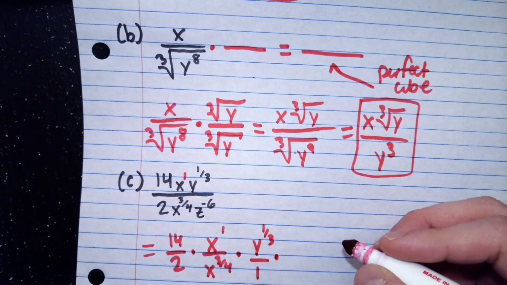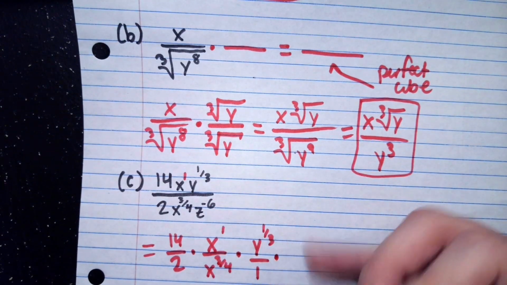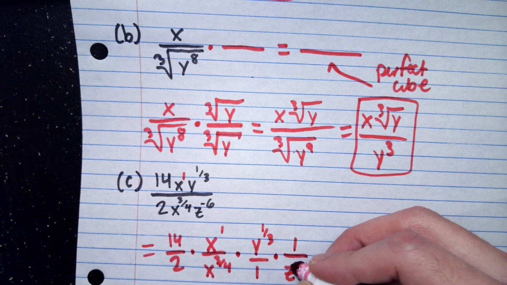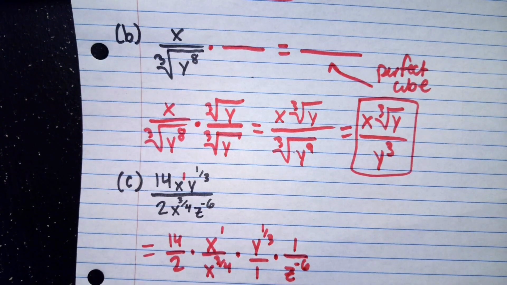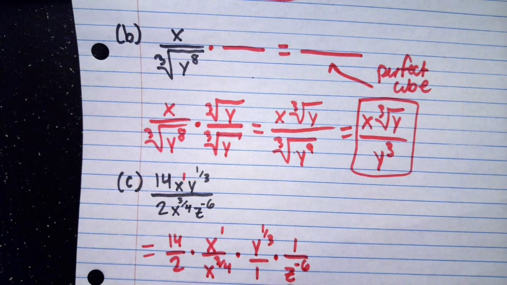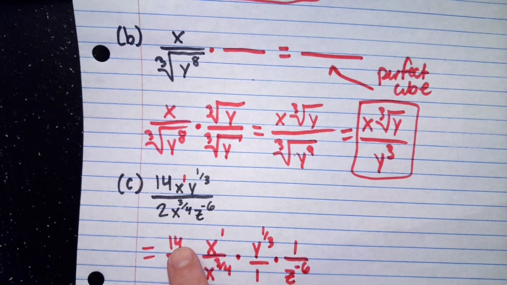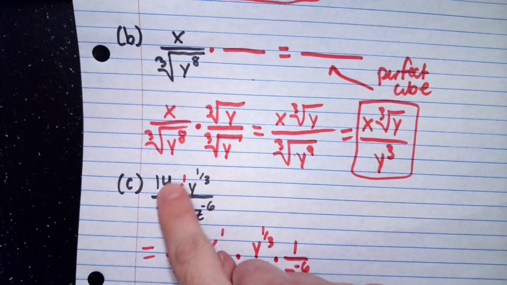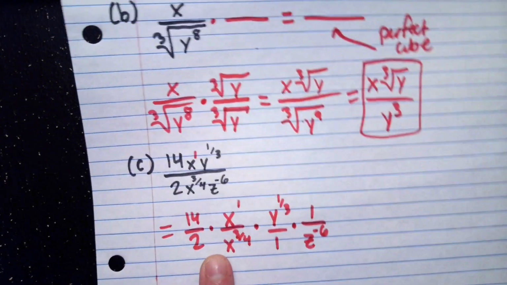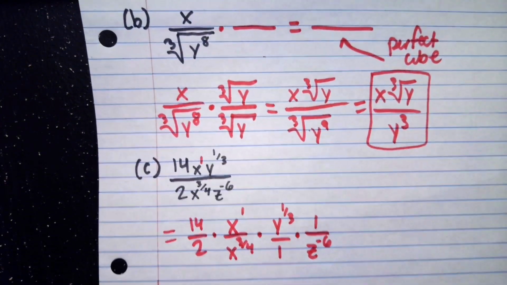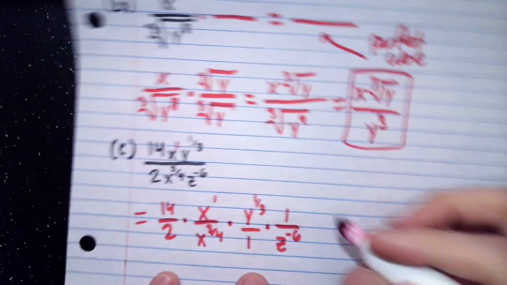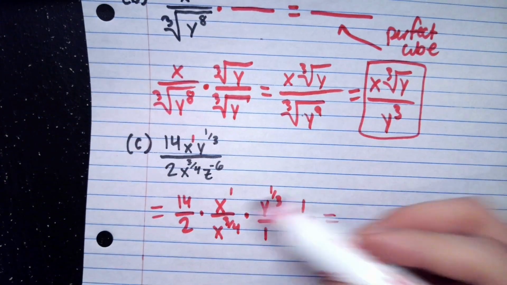And then likewise on the other one, there is no z to the negative 6 up there, so we're just going to do 1 over z to the negative 6. So notice how I'm just taking my multiplication apart, right? I'm not really doing anything, and if I wanted to, I could multiply all of these and end up right back here again. But the reason I did this is so that we can start simplifying any exponents that we might have. First thing we can simplify is this right here.